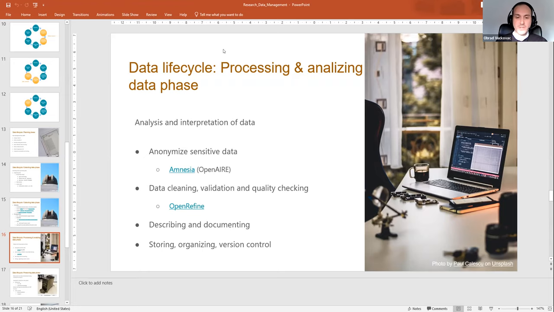And also in this phase, it is important, like in the previous phase, to document your data, to describe it, and to be careful about how you store it, how it's organized, and of course, to have version control.